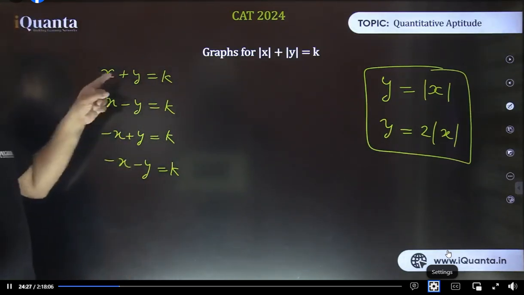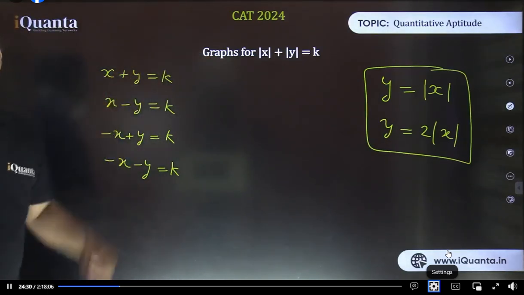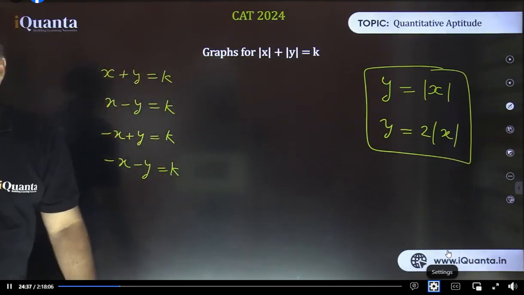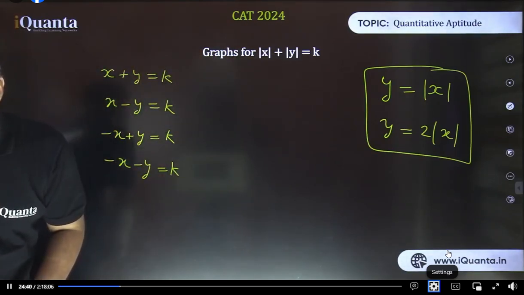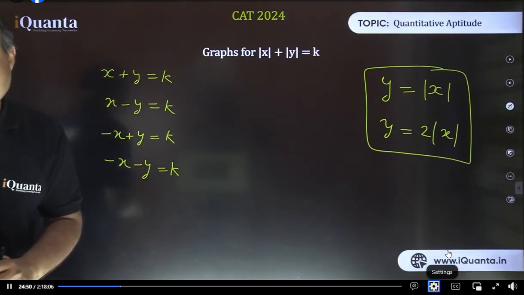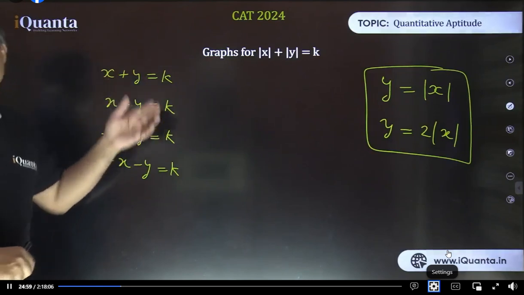Can you tell me this x plus y equals to k? This equation is valid for which quadrant? That means mod x को x and mod y को y कब लिखेंगे? In which quadrant? Yes, first quadrant. How do you get to know first quadrant? Can you give the reason for that? That's correct answer, by the way. How do you get to know this is for the first quadrant? Because in the first quadrant, x is positive and y is positive.